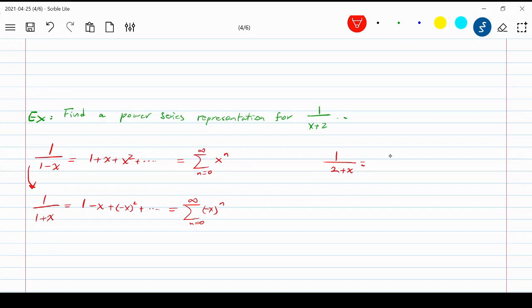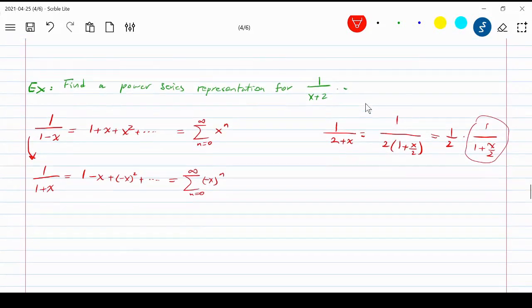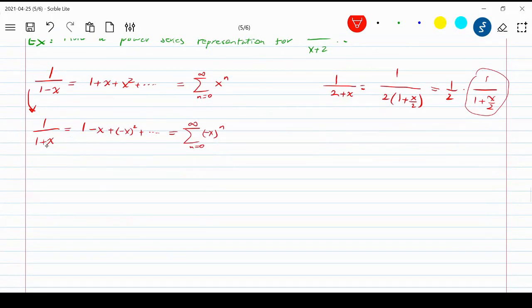If I have this series, I can write it as 1 over, factor out the 2. What is left is 1 plus x over 2. Or you can write it as 1 half times 1 over 1 plus x half. So first figure out what this power series is, then multiply a 1 half to it. So I already have 1 over 1 plus x, so I need to get 1 over 1 plus x half. It means change x to x half.